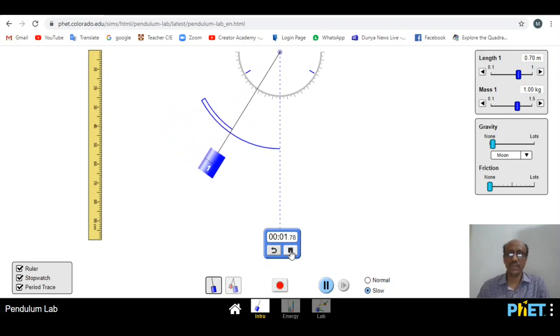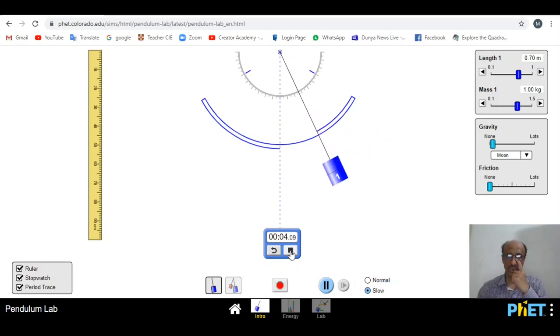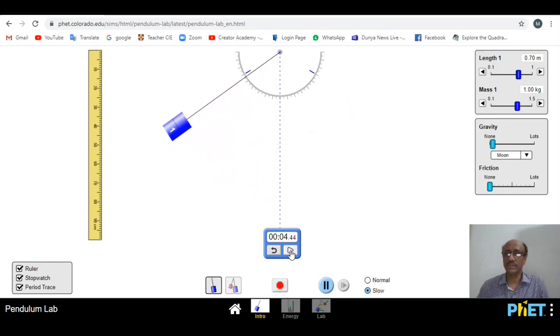One quarter cycle has been completed. Now the half oscillation has completed. Now three fourths of the oscillation has completed. The previous answer was 1.82, and now we will stop it when it moves from the, that's it. So 4.44 seconds are required for the same length, the same mass, but the gravity has been changed.